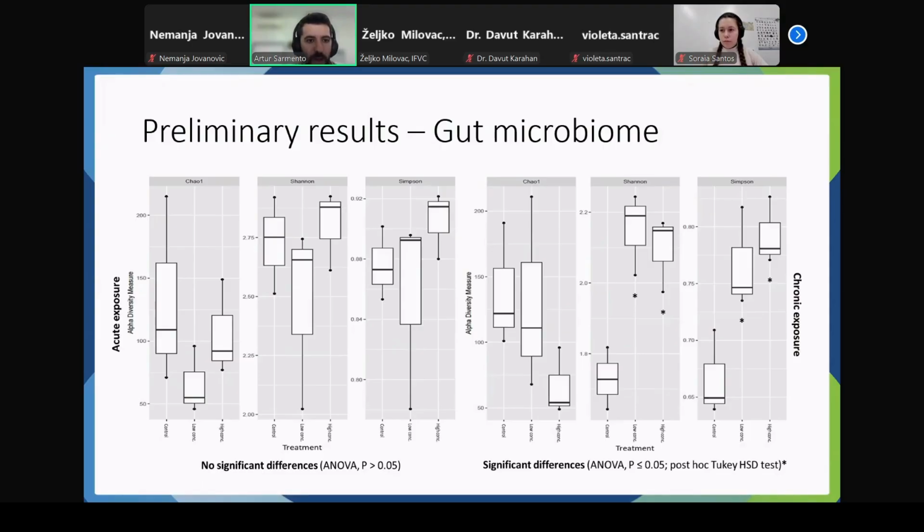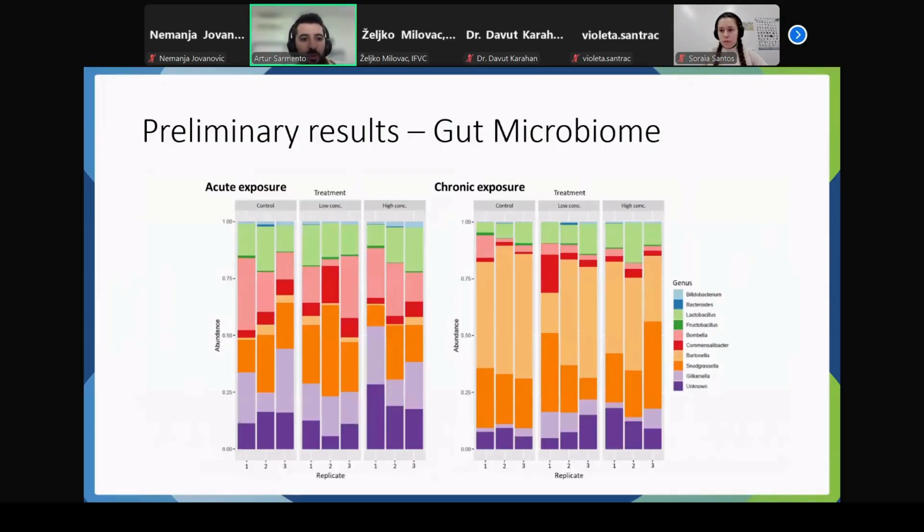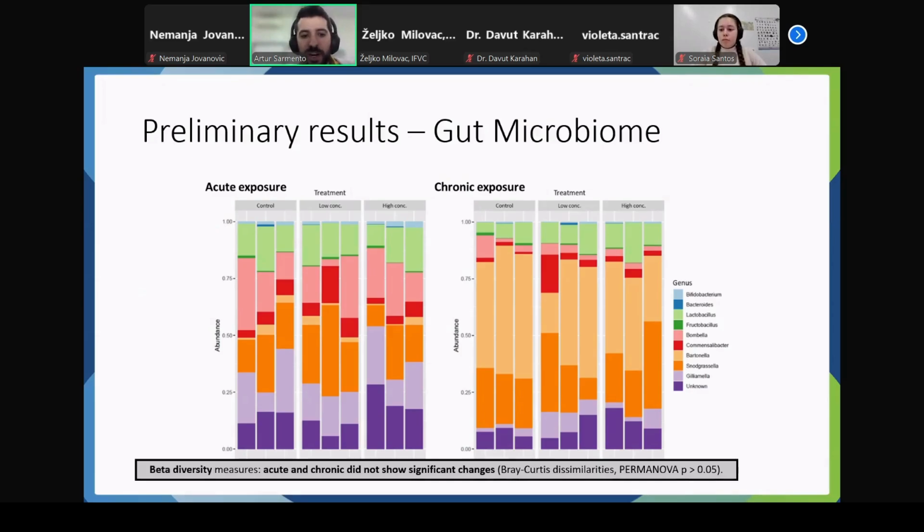So now, going to the beta diversity, we made these really cool graphs, which I'm really proud of, and we did the statistics. What we observed was that neither for acute nor chronic exposure did we see any significant changes, okay?